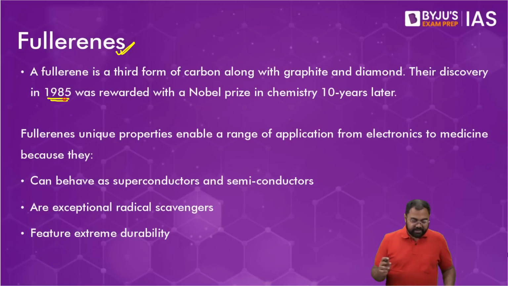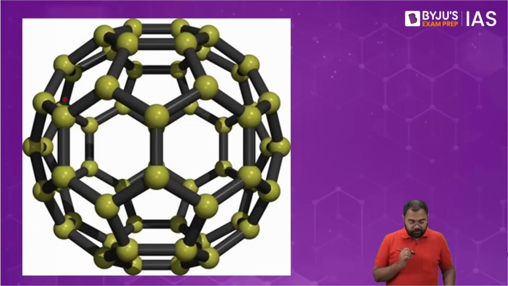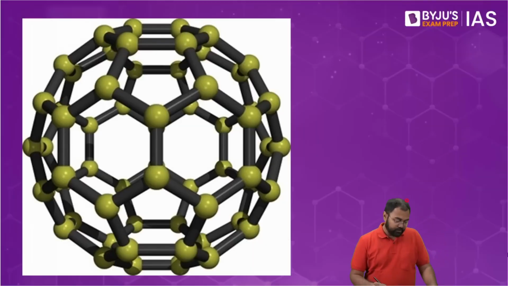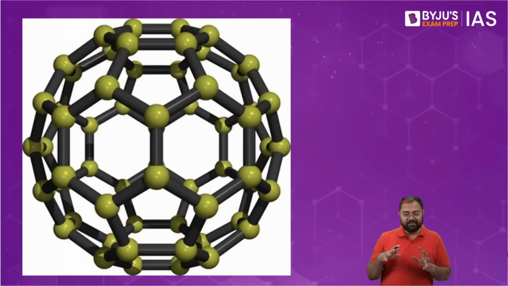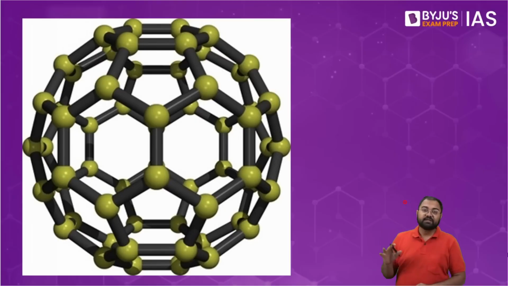Now, when it comes to fullerenes, the discovery of fullerene was very crucial because this was the first time that we even observed something like this. So the picture that you see right here on the screen, this football-like structure, is the structure of Buckminster fullerene.